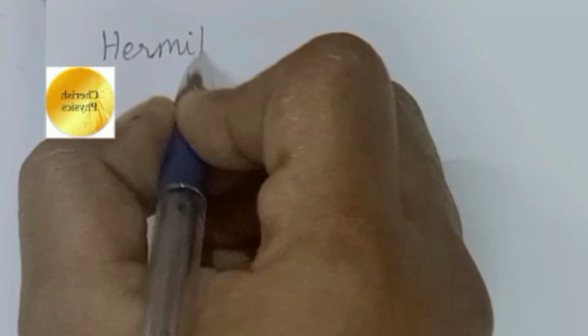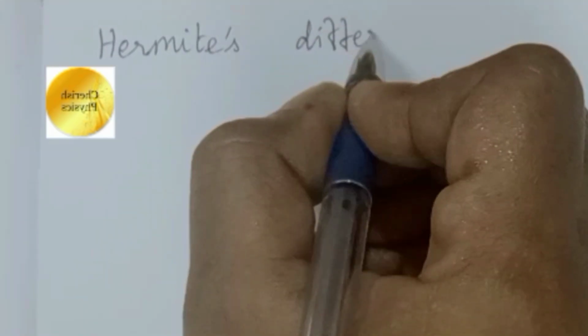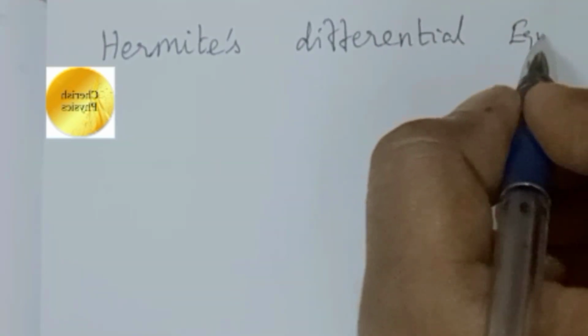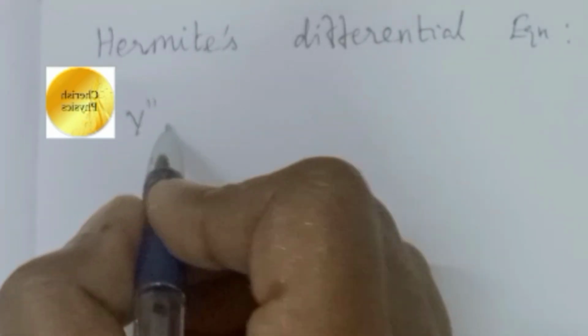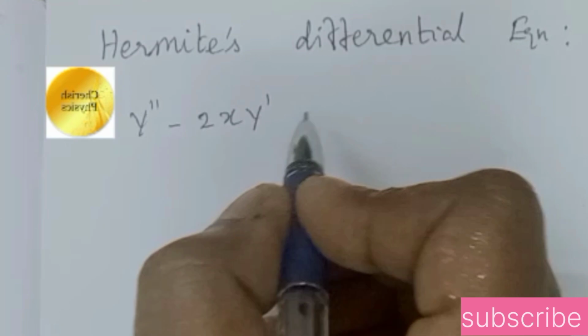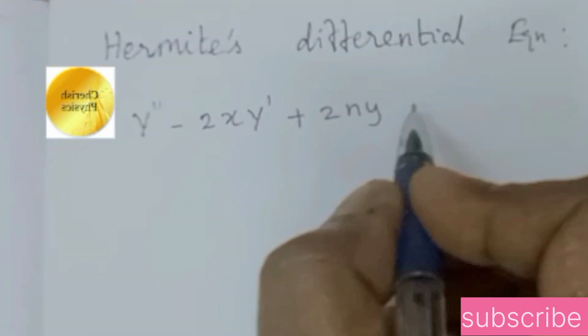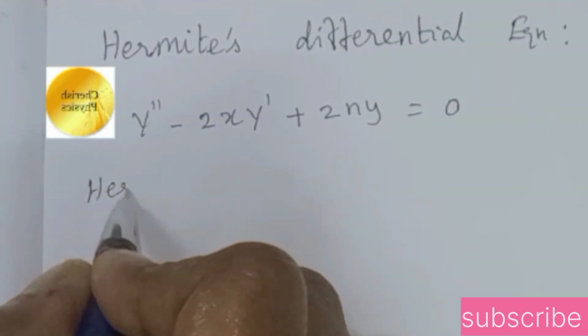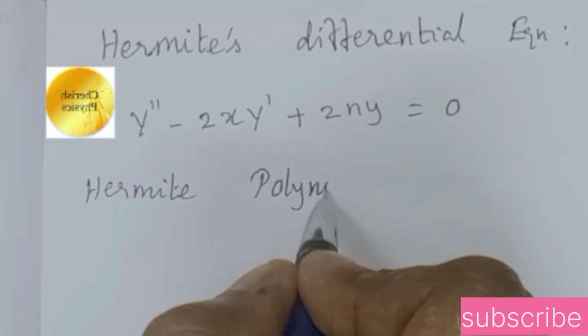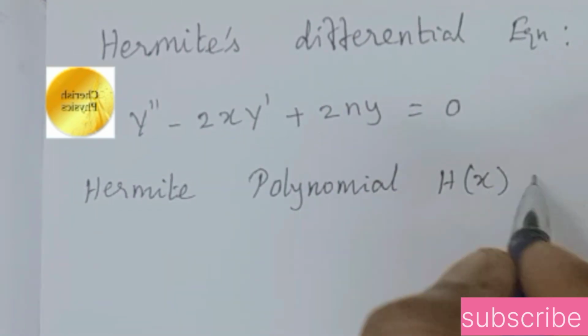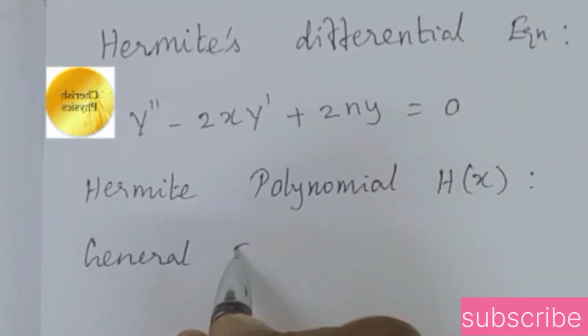Let us see some important equations in Hermite's differential equation. It is y double dash minus 2xy dash plus 2ny equal to 0. Now let us see the general formula and Rodrigues formula of Hermite's polynomial.